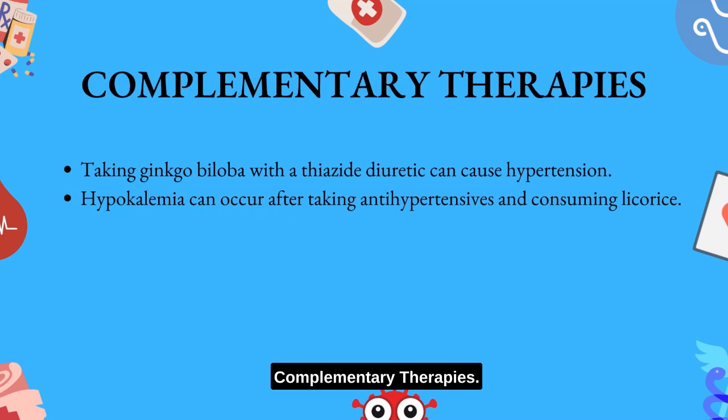Complementary therapies. Taking ginkgo biloba with a thiazide diuretic can cause hypertension. Hypokalemia can occur after taking antihypertensives and consuming licorice.